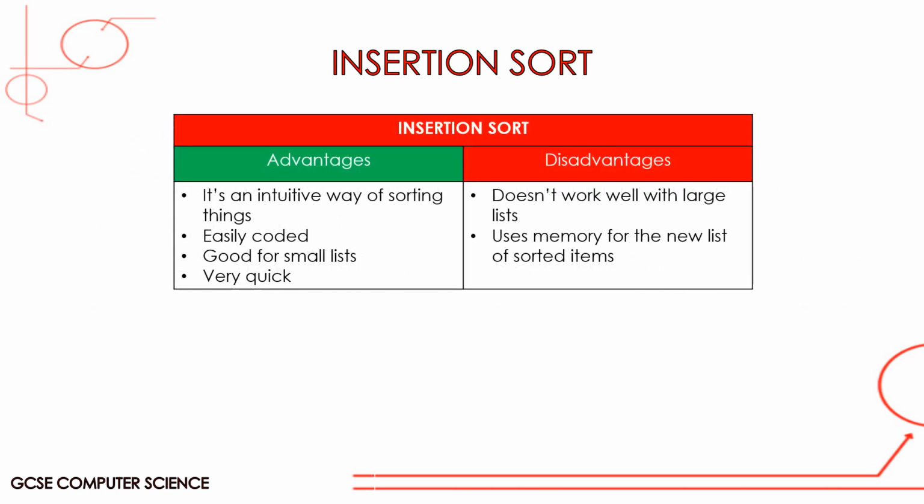Insertion sort is a very intuitive way of sorting things. It's also easily coded, and it's good for small lists. It's also very quick. The disadvantage is it doesn't work well with large lists, and it often in the code has to create a completely separate list to sort the new items into.